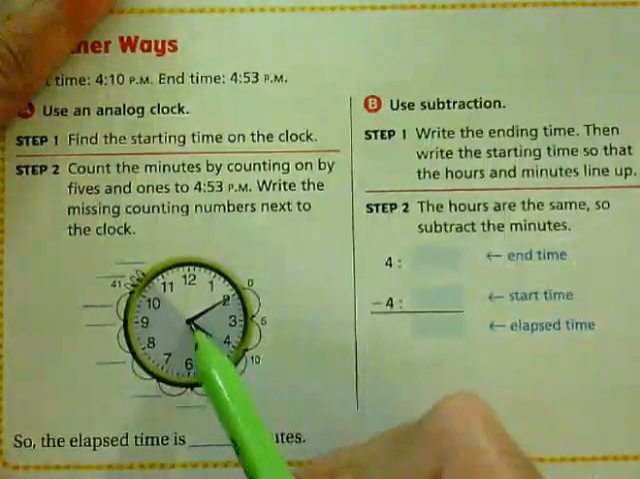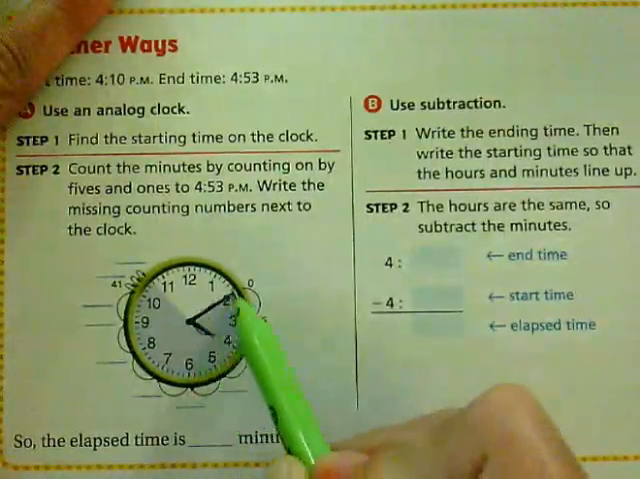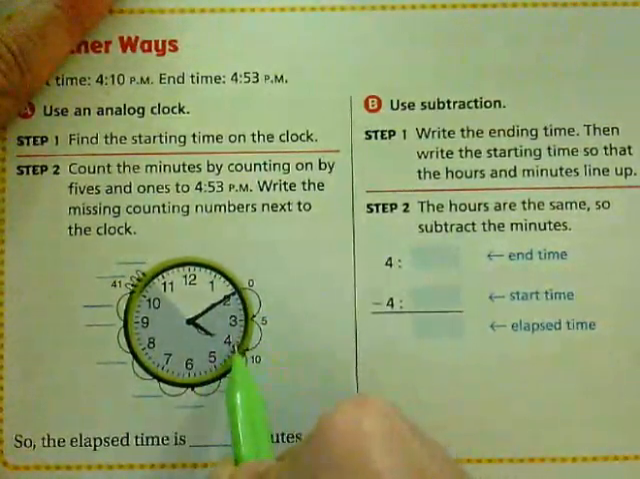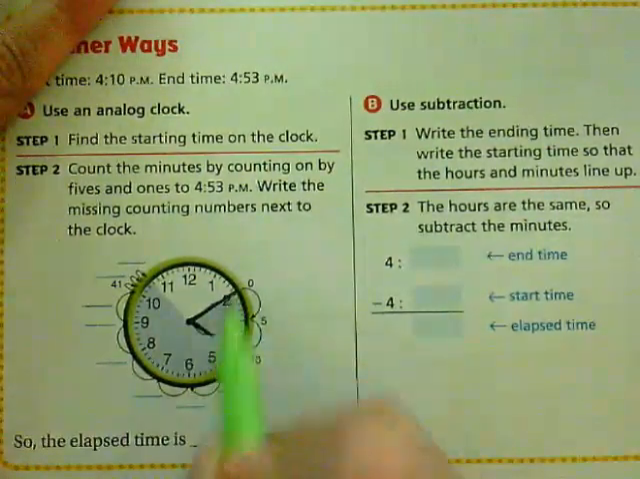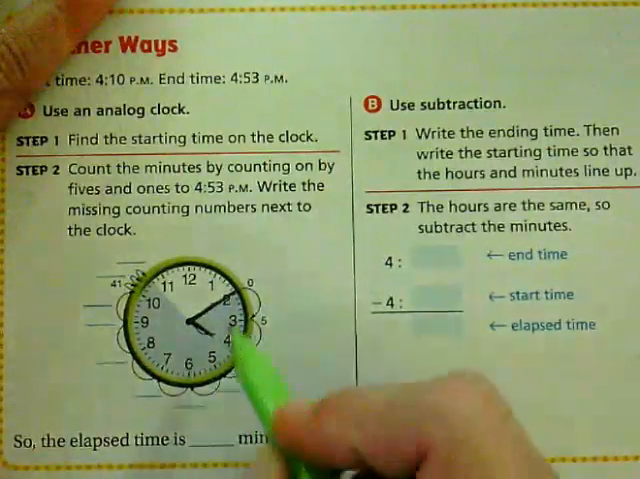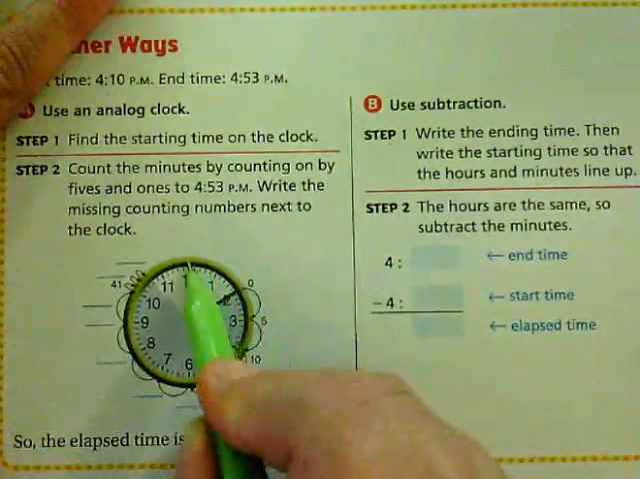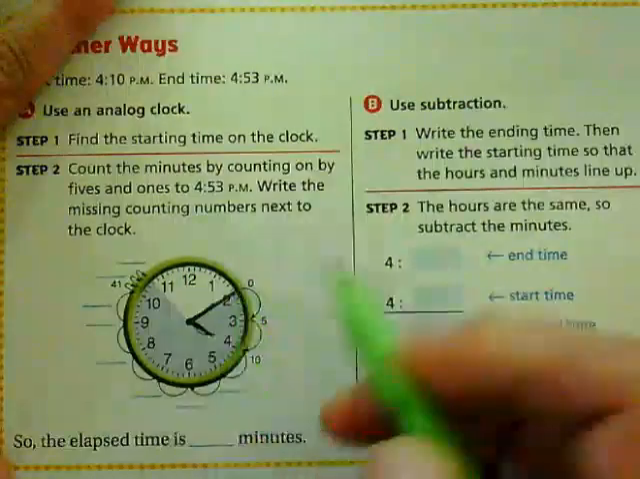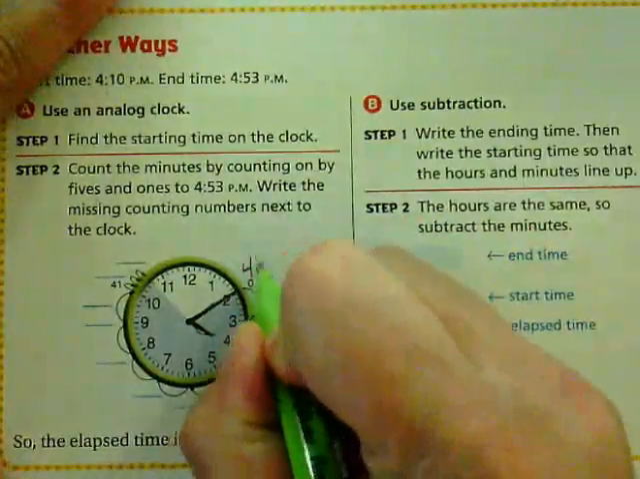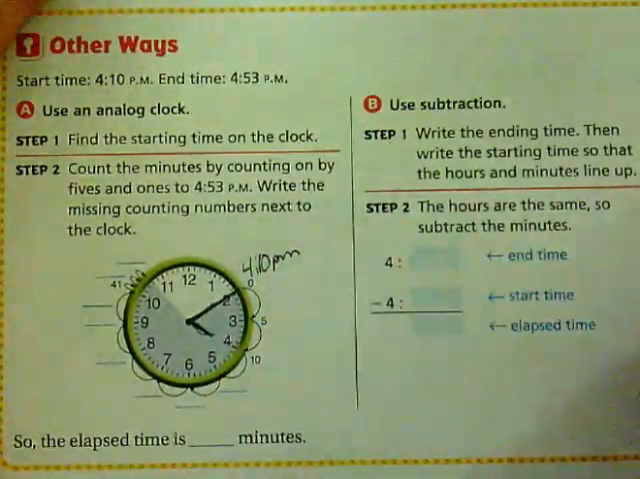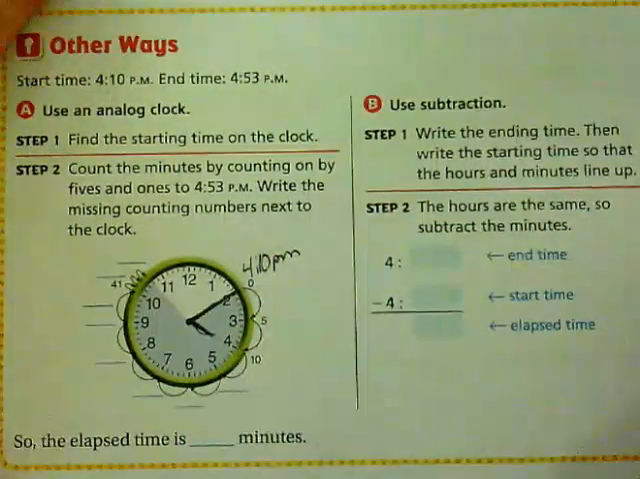The short hand is pointing to 4. The long hand is pointing to 2. Short hand is my hour, so I know it's 4 o'clock. Long hand is my minutes, so I know it is 4:05, 4:10. So this is 4:10 p.m. Well, we know it's p.m. because we're in the afternoon. So this is 4:10 p.m.